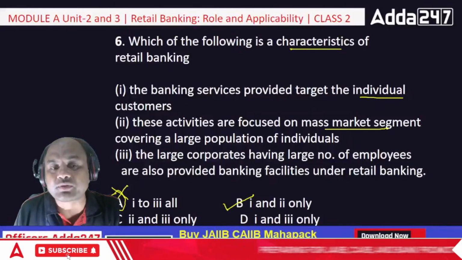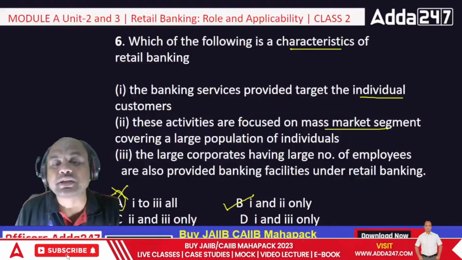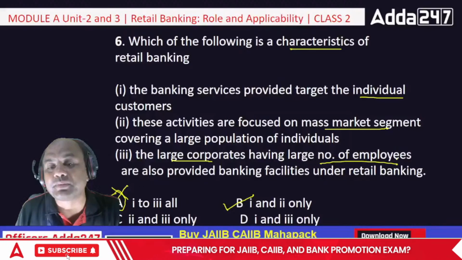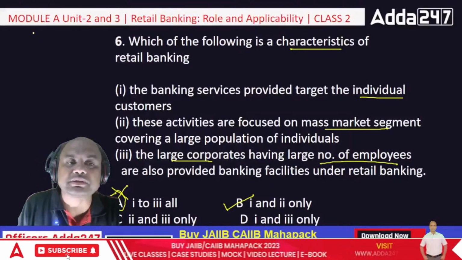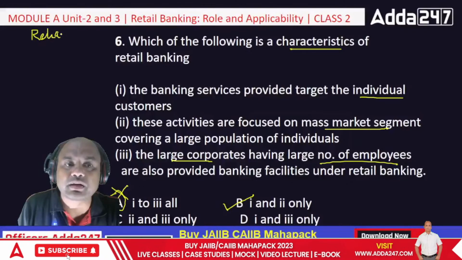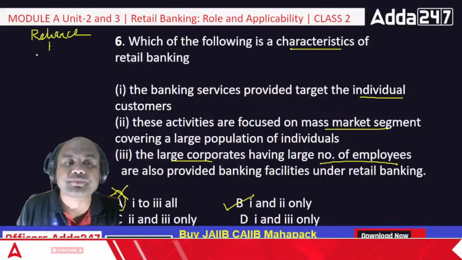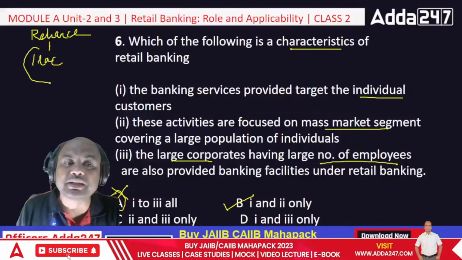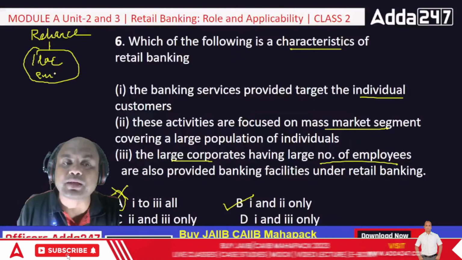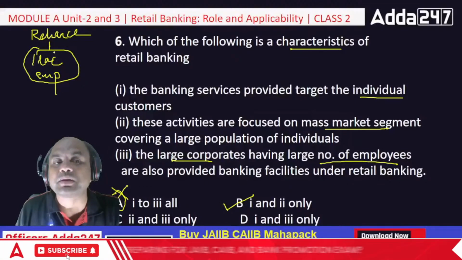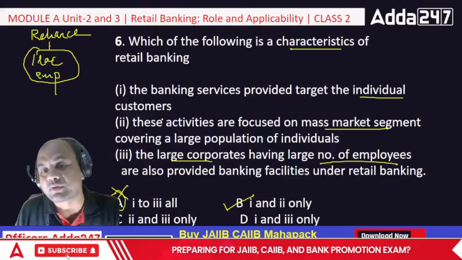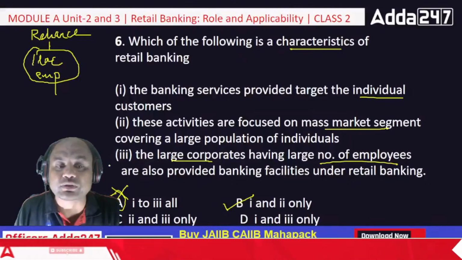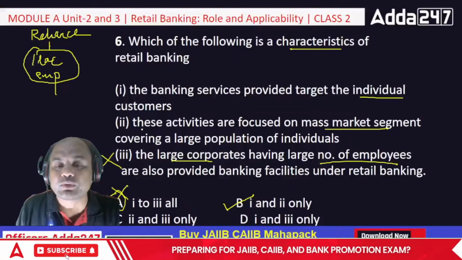See here, third. Why is the third not the answer? Because it is not targeting the large corporates. Even though it has a large number of employees, suppose I have Reliance, and Reliance has let's say 1 lakh employees. Reliance won't come in retail banking, but these 1 lakh employees will come in retail banking. So the employees will be part of retail banking, but the company won't be. That's why it is asked over here: is it targeting the large corporates? No, it is not targeting. So 1 and 2 only.